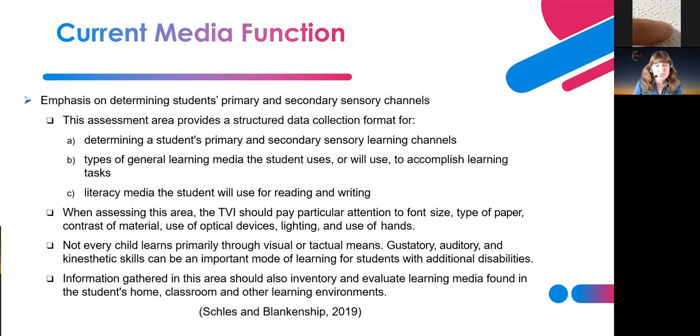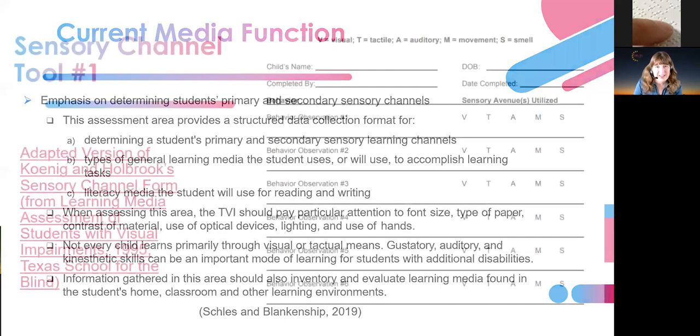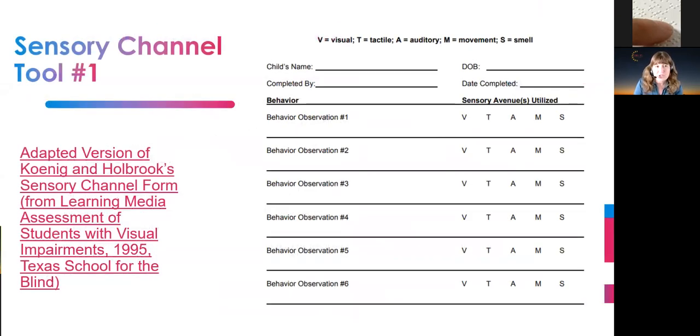I have some tools for you. The first one is a sensory channel tool. It is from the Learning Media Assessment of Students with Visual Impairments. There is a clickable link in the PowerPoint for you. It is a very simple form where you jot down the behavior that you're observing, and then you just circle the sensory avenue that the student utilized when completing that task.